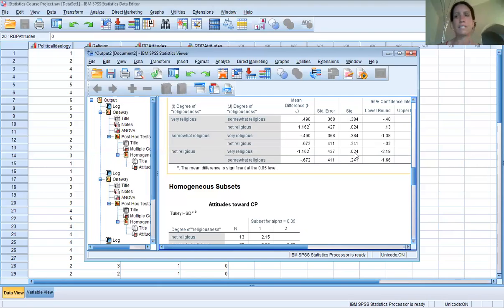So the significant difference in capital punishment attitudes is between very religious people and not religious people. So the somewhat religious people are not significantly different from the other groups. So that's what the post hoc test does. But again, you should know that just from your book. This should make intuitive sense to you. You're not required to add this to your project, but you certainly can if you want.